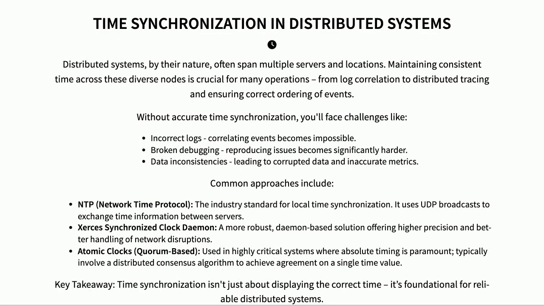Okay, let's talk about keeping things on time in a world of servers spread across different places. When you have multiple computers working together as a system, getting everyone to agree on the same time is surprisingly important. It sounds simple, but without it, logging becomes a nightmare. Correlating events from various machines is nearly impossible. Debugging gets much harder too, and you could end up with data that's inconsistent or just plain wrong. We use things like NTP, which is really common for basic syncing, and then more advanced options like services for better accuracy, or even atomic clocks if we absolutely need pinpoint timing. Basically, accurate time keeps the whole system running smoothly.